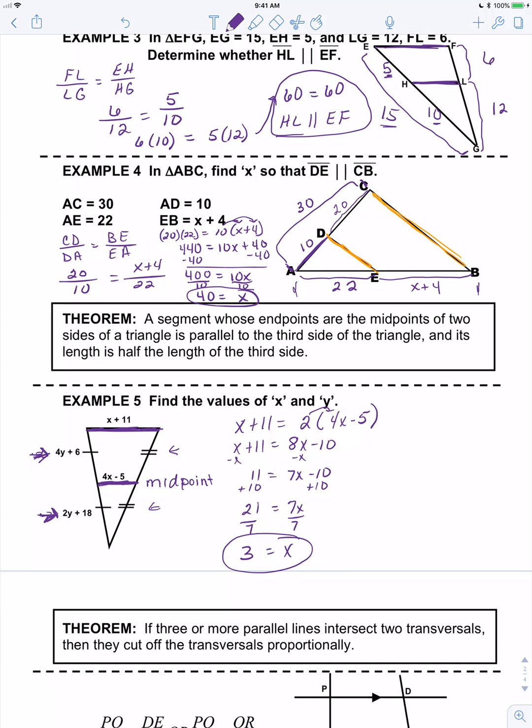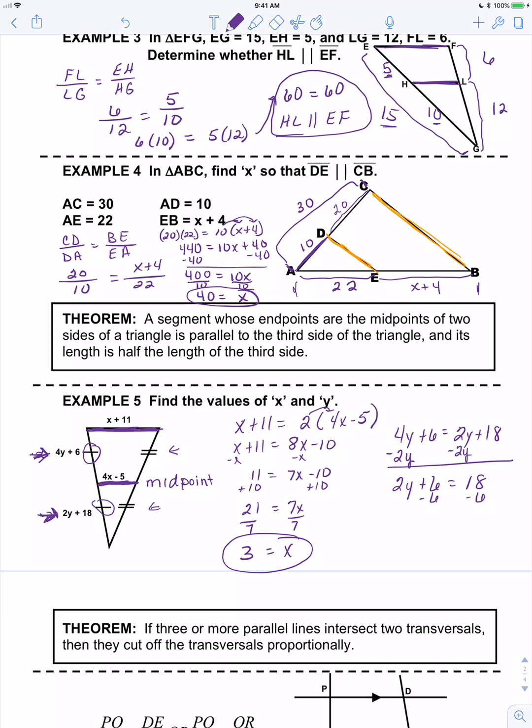Okay, so then we know that in order to solve for the y, these two sides, this tells us that they are equal to each other. They're the same lengths. So we're just going to set those two equal to each other. So 4y plus 6 is equal to 2y plus 18. All right, let's solve. So we're subtracting our 2y from both sides.